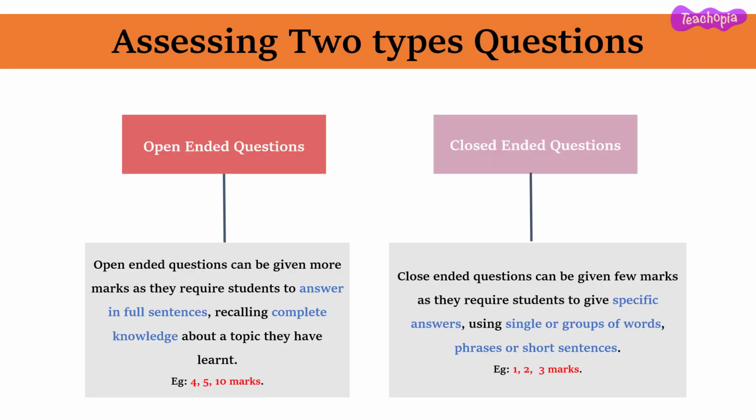Now let us see the difference between an open-ended question and a closed-ended question. Open-ended questions can be given more marks as they require students to answer in full sentences, recalling complete knowledge about a topic they have just learnt. These kind of questions can be given for either 4, 5 or 10 marks. On the other hand, closed-ended questions can be given few marks as they require students to give specific answers using single or groups of words, phrases or short sentences. You can give 1, 2 or 3 marks.